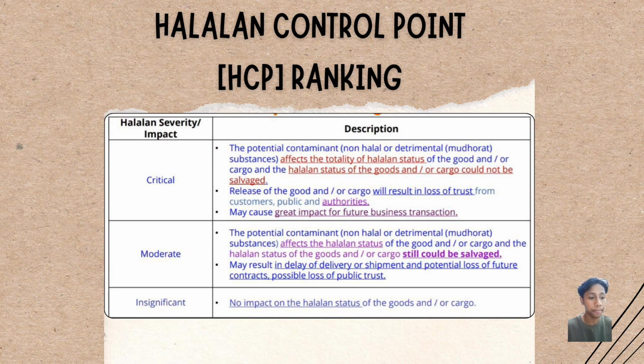Number 2 is moderate. The potential contaminant, non-halal or determined mudarat substance affects the halal status of the good or cargo, and the halal status of the good or cargo still could be salvaged. And number 2 may result in delay of delivery or shipment and potential loss of future contracts, possible loss of public trust. And lastly is insignificant. No impact on the halal status of the good or cargo.